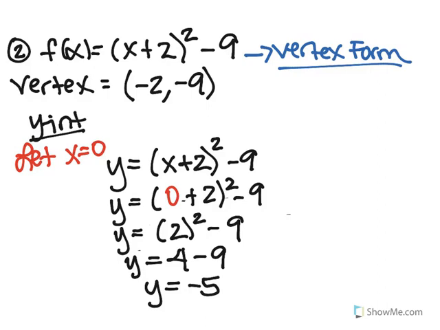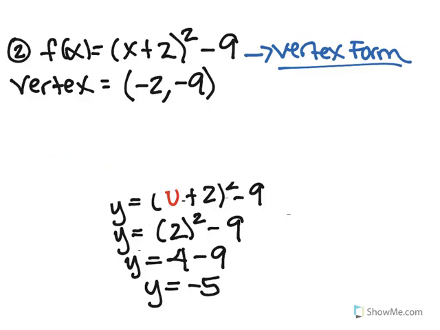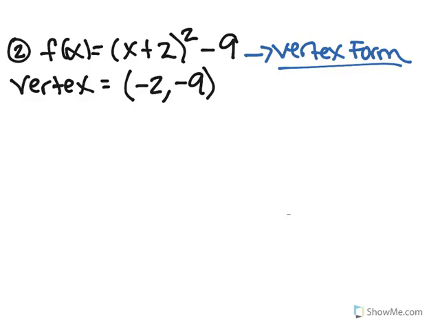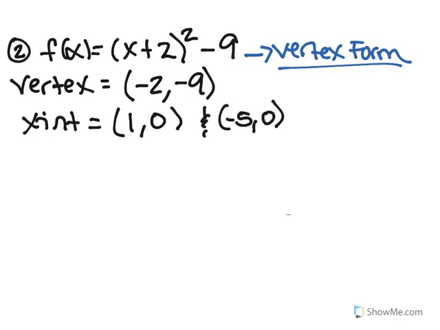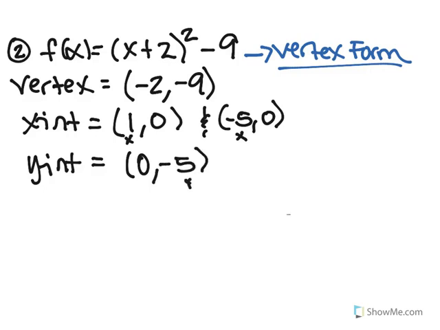Okay. Now keep in mind that when you're inputting this into my labs, they're going to want you to write your x-intercepts and your y-intercepts as ordered pairs. So we said that it's going to cross the x-axis at 1 and negative 5. So that would be 1 comma 0 and negative 5 comma 0. Because keep in mind that has to be in the x spot. Our y-intercept, we said it's going to cross at negative 5. So that would be 0, negative 5. Keep in mind that has to be in the y spot.